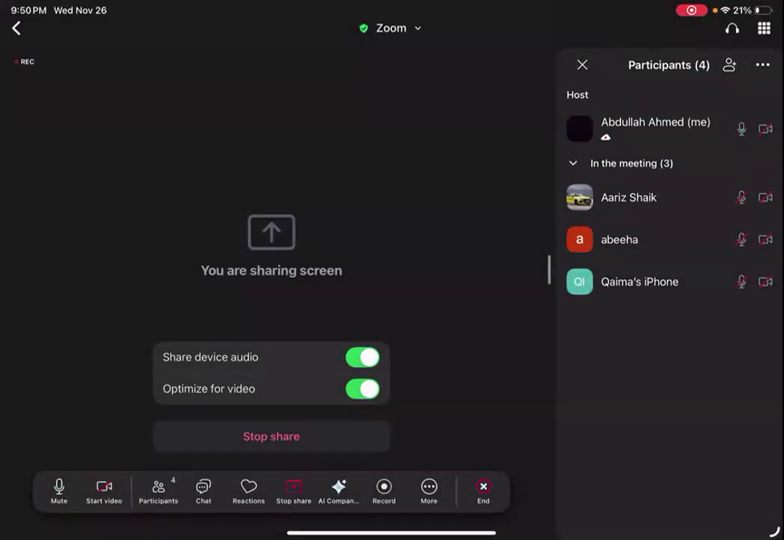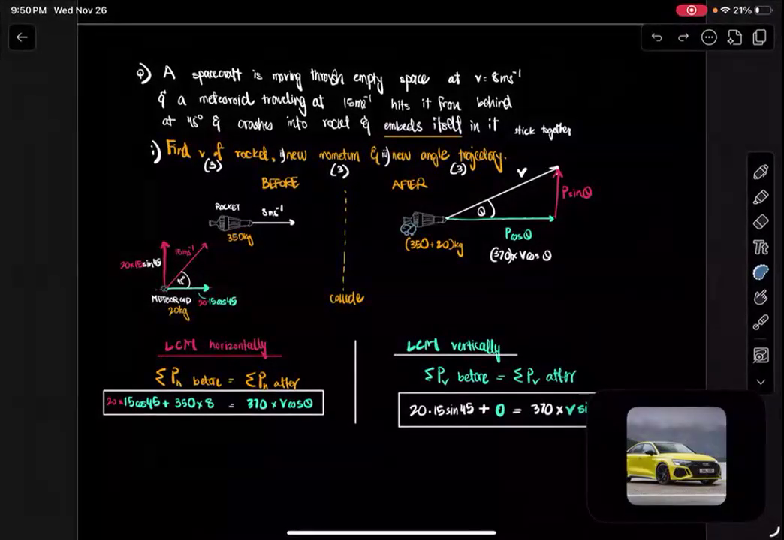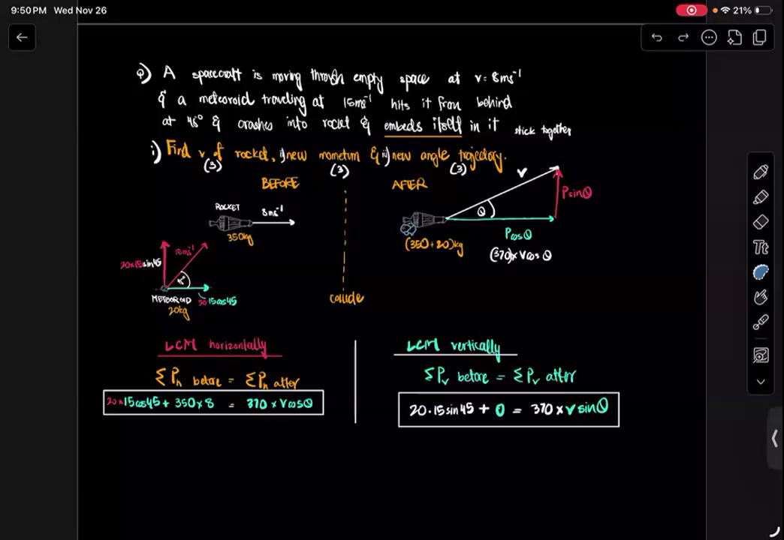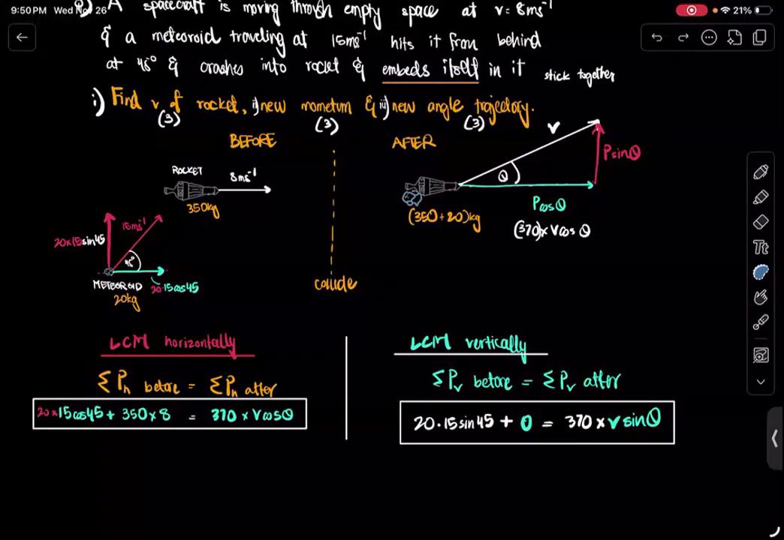Okay, let's get back to the question. Now, no ideas? Should I solve it? Okay, I'm solving it. Now, we just have to be a bit smart about it. We don't need to really calculate the theta angle immediately.